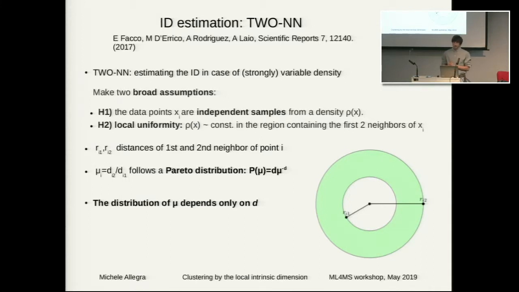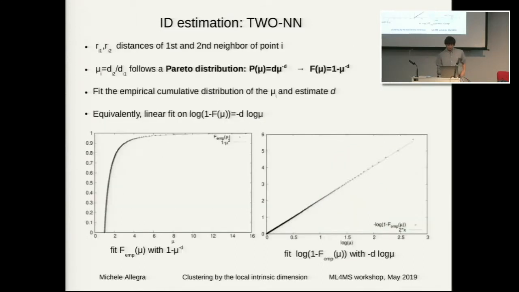Under this assumption, if you consider the distances of the first and second neighbor from each point, you actually can derive that the ratio of these distances, which we call mu, follows a given distribution, which is a Pareto distribution that depends parametrically only on a single parameter, which is the intrinsic dimension of the space. So I repeat it because it's a crucial point. We consider the distances of the first two neighbors of each point. Under weak assumption, the ratio of the distance of the second neighbor over the distance of the first neighbor of each point follows a Pareto distribution that depends only on the intrinsic dimension.